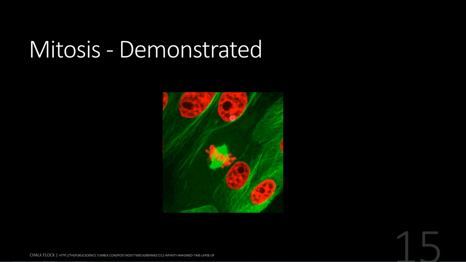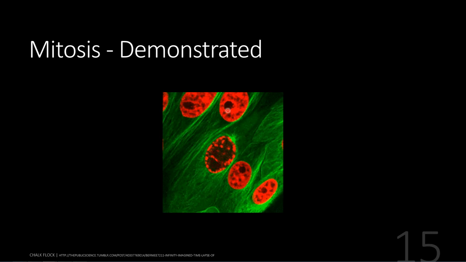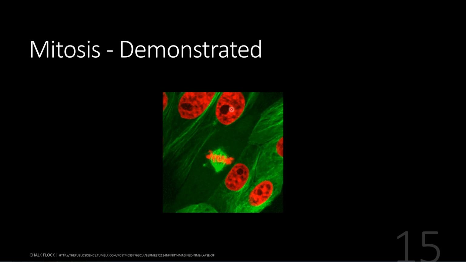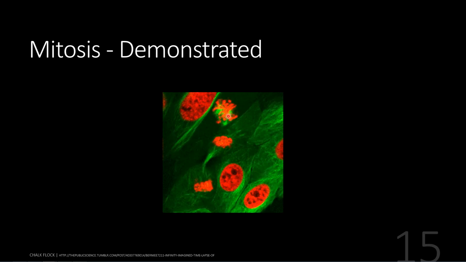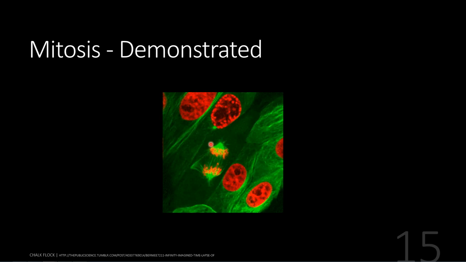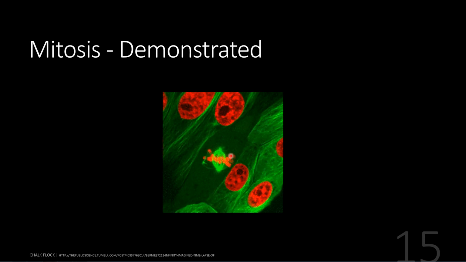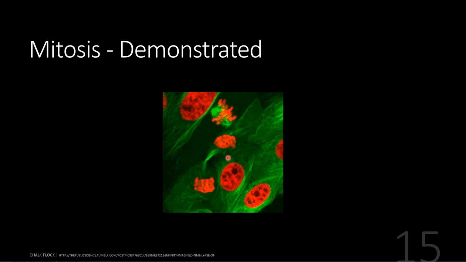Prophase. You see how that red stuff starts forming into these defined bits, and there's more black stuff? That black stuff is the absence of DNA. So we have prophase. We have prometaphase, when the nuclear envelope starts going away. And let's look at metaphase.